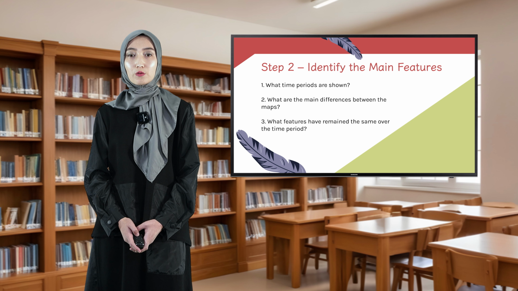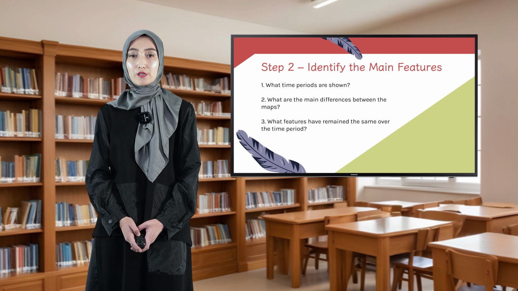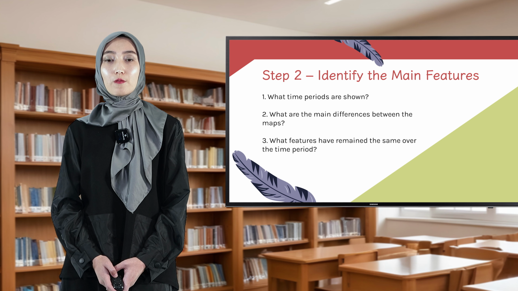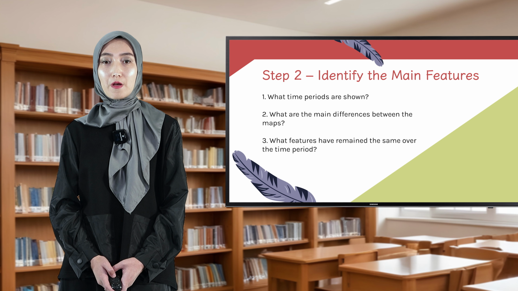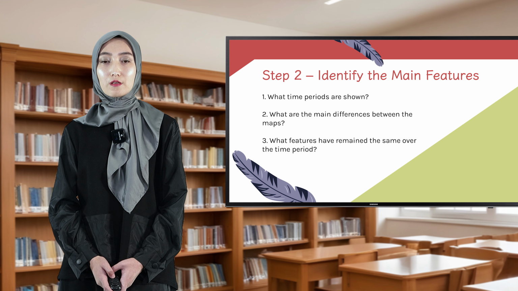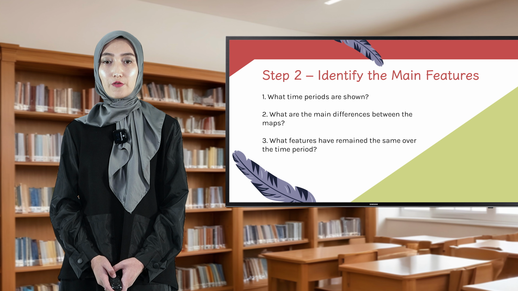Step 2 is identifying the main features, and you should answer the following questions. For example, what time periods are shown? Is it past, present or future? And what are the main differences between the maps? For this you should find the differences between the maps, and what has been demolished, for example, or what has been introduced, or what has remained the same. You should also answer the third question: what features have remained the same over the time period.